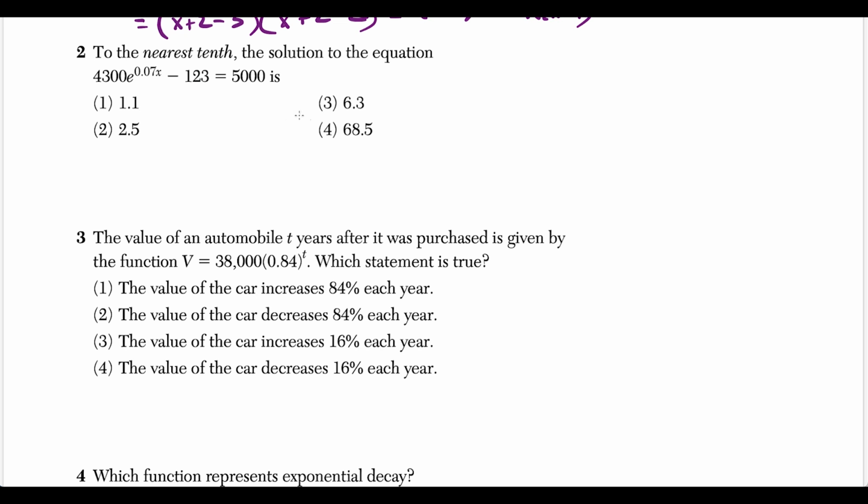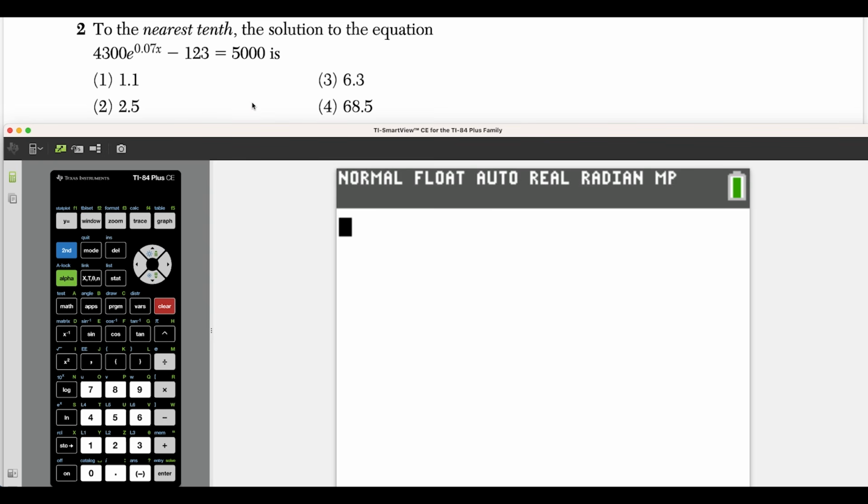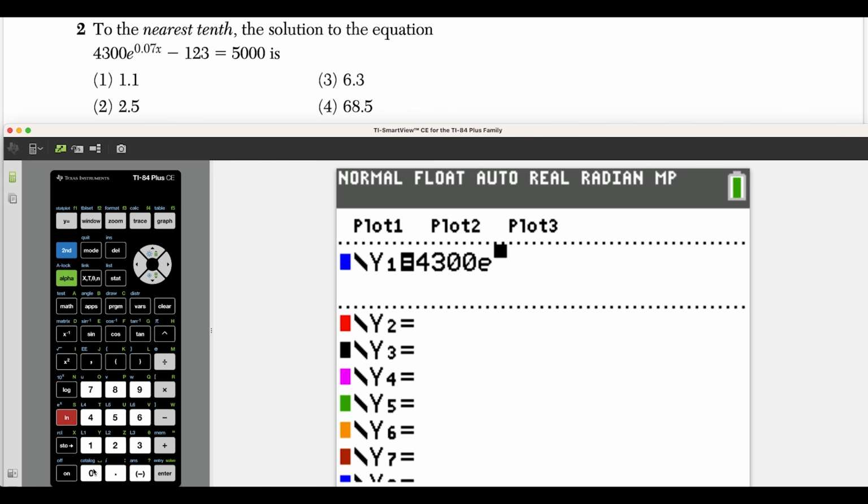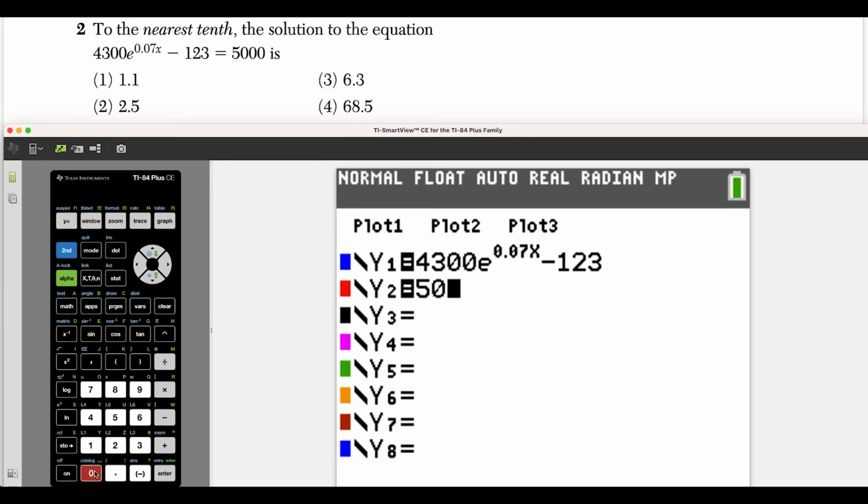So for the second question here, we need to solve this equation to the nearest tenth. Now we're going to need a calculator anyway to get our answer to the nearest tenth, so we might as well just use it from the start. So what I would do is we have 4,300, and then we have e to the power 0.07, and then we tack on our x, and then I'm going to get out of that by pressing the right arrow, and we have minus 123. And then the right side of the equation is 5,000.